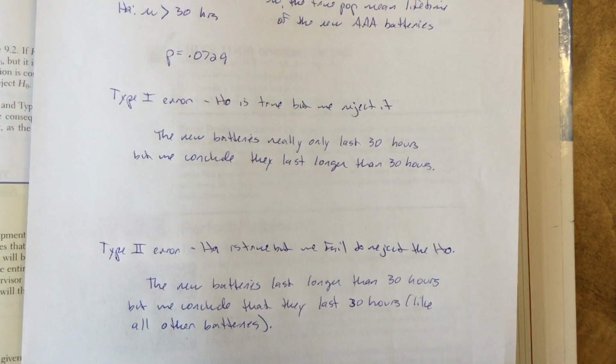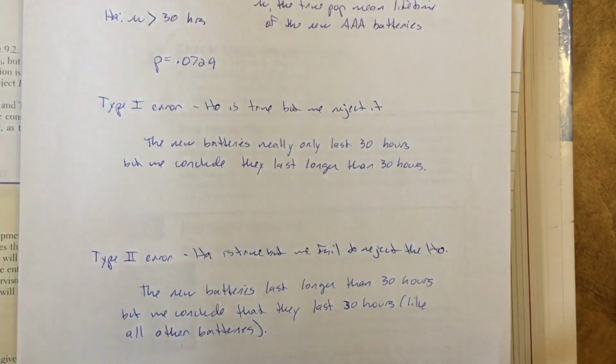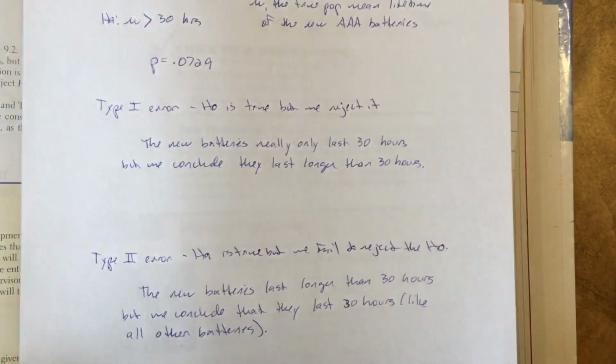So from a consumer standpoint, I don't buy the batteries. I don't think they're any better. So I'm missing out on a good product, okay? Because I don't think they do any better than any other battery, but they really do. From the company standpoint, they think their new battery is the same as every other battery, so they decide not to make it and market it, and then they lose out on all those profits, okay? So you got to just kind of think through your errors and your consequences.